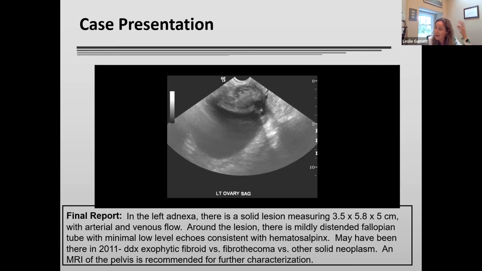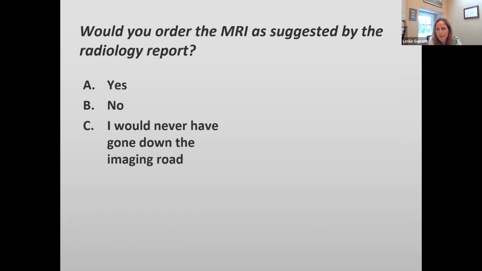Where do I go? Do I get the MRI? Do I not? Do I refer? And this is something that you see. So maybe some of you say, oh yeah, the radiologist is like, I should get an MRI. And it's not just because the radiologists want to stay in business. It's because this is going to help me decide what to do with this patient.